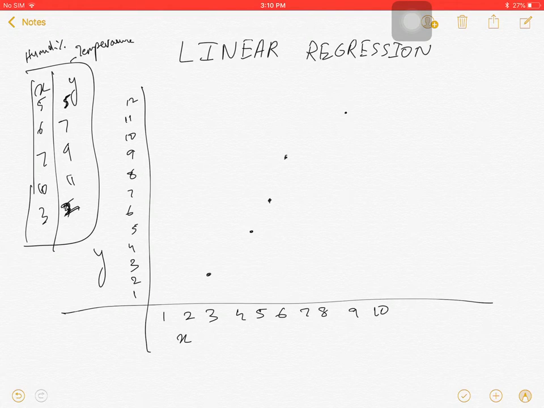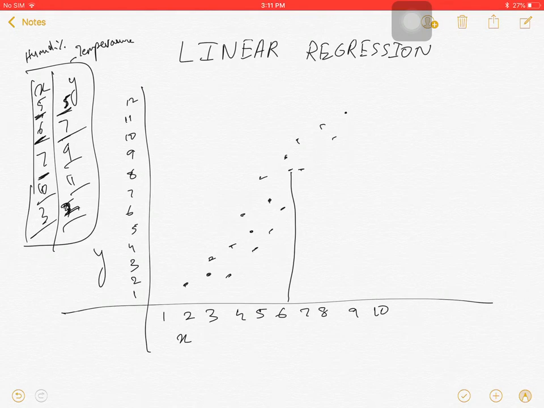Now these are a few examples that the user has given us. He's telling us, hey computer, when the humidity percent was 5, the temperature was 5 degrees. When the humidity percent was 6, the temperature was 7 degrees. When it was 7, it was 9. When it was 10, it was 11. And when it was 3, it was 2. There might be some more data with points like this, right? One of them could be 6 comma 8, that could be one possibility also.